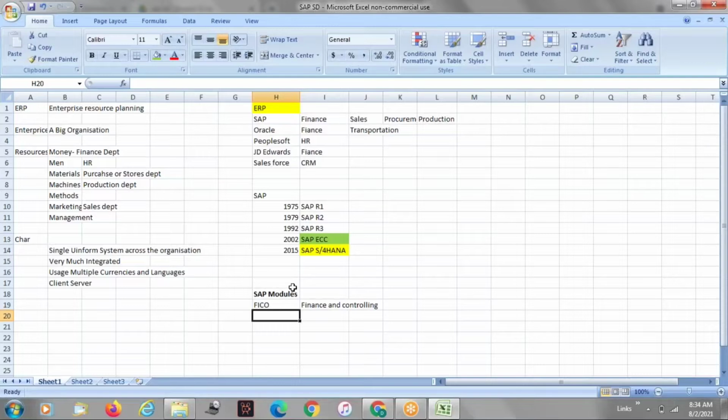Then we have SAP material management. What does material management do? Material management is generally responsible for the procurement process. Procurement means you have a requirement in a company. You are a company and you want to procure some goods from a vendor. Say you're a manufacturing company. You need raw materials to make your own product, so you need to procure them.